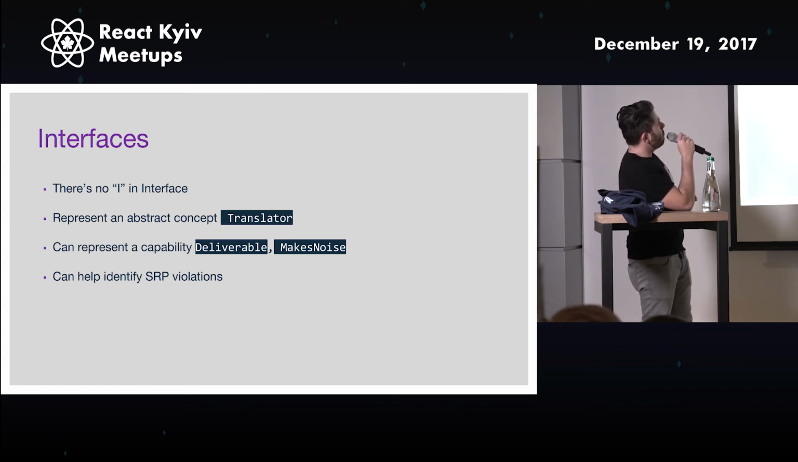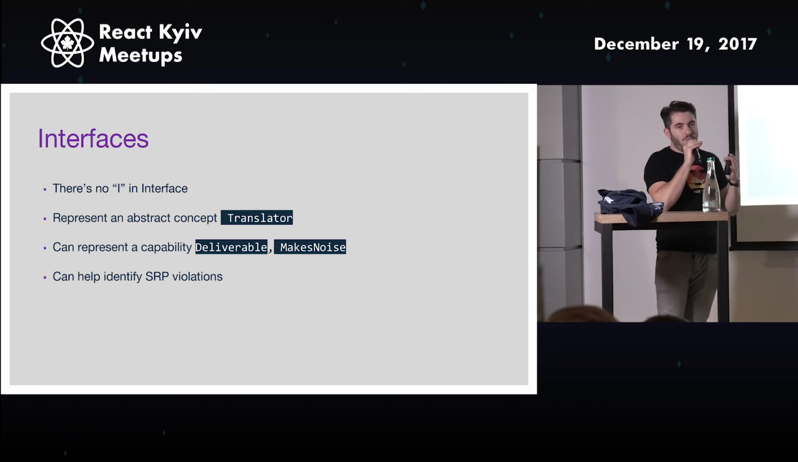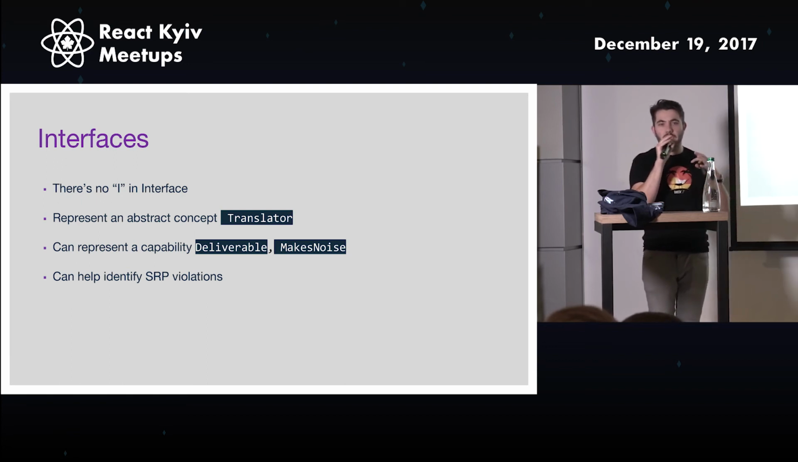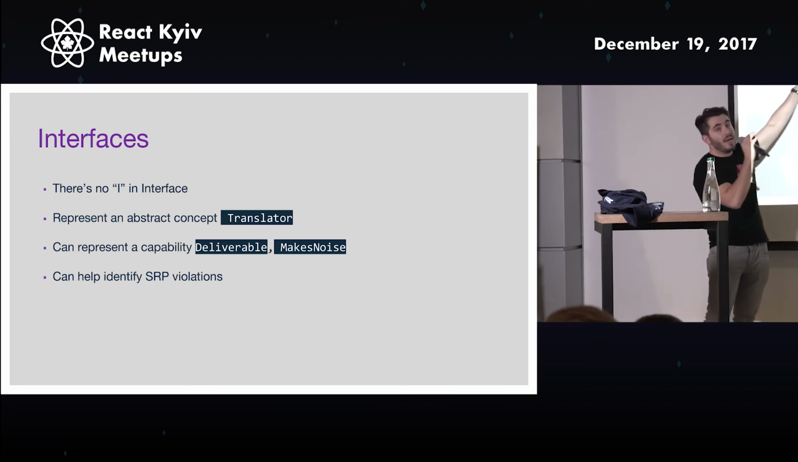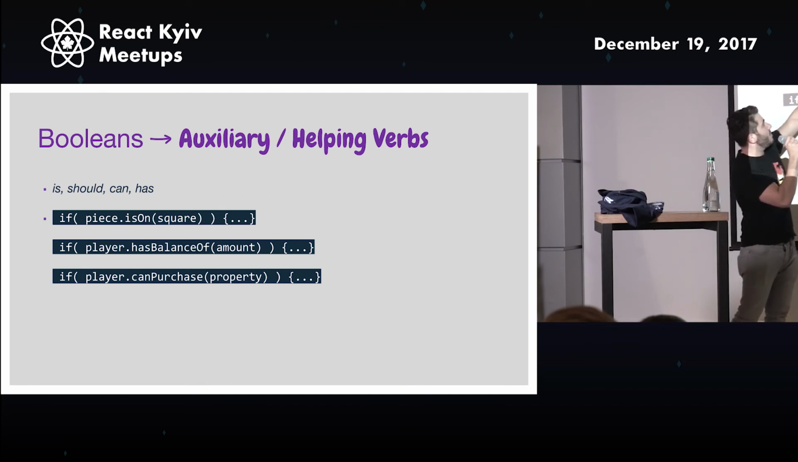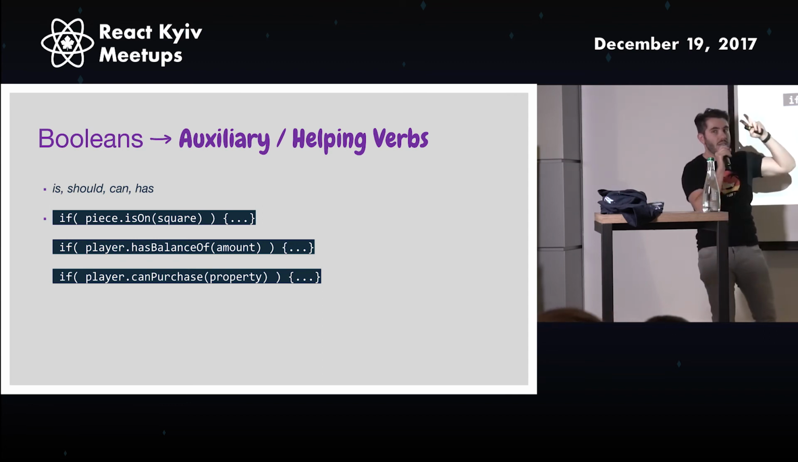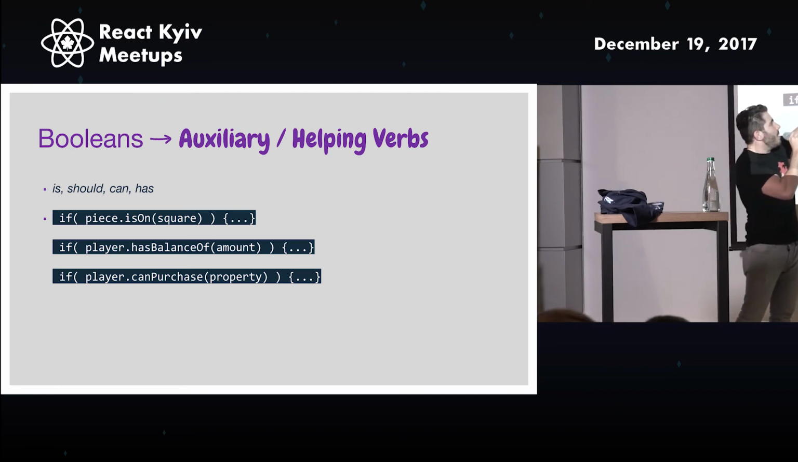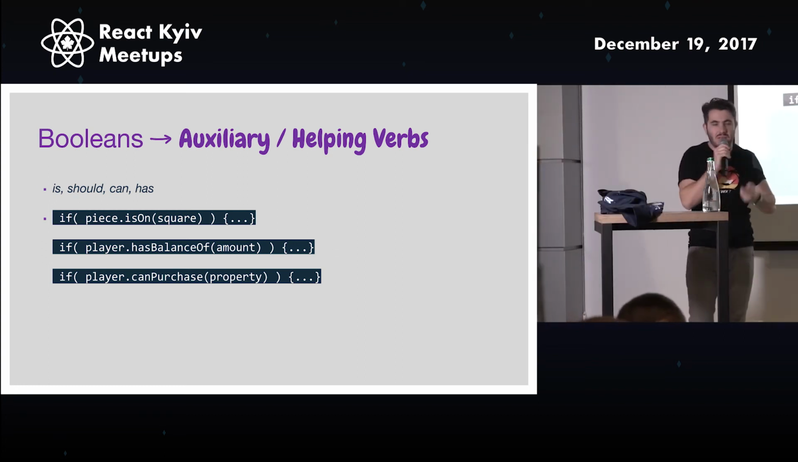Booleans, again, for some reason, many people, all they know is adding "is" to every Boolean. Is this, is that. Guys, English is a really rich language. You have stuff like should, can, and has. You can use, like, if piece is on square, if player has balance of. It's an excellent example of stuff that reads like well-written prose. If I would substitute has with is, player is balance of, or is purchase, it sounds ridiculous.